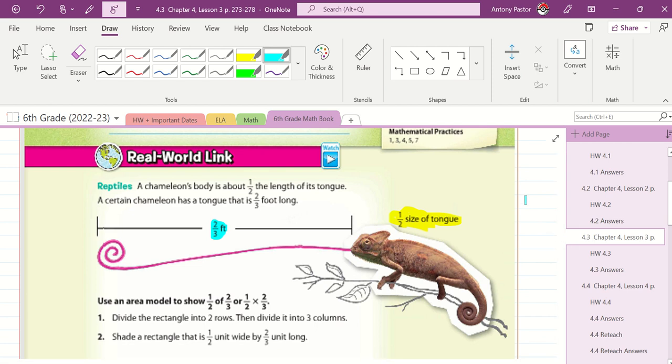The real world link: a chameleon's body is about 1/2 the length of its tongue, highlighted here in yellow. Half the size of its tongue, not half an inch or half a foot, half the size of its tongue. Its tongue is 2/3 of a foot long, indicated right here, 2/3 of a foot. We are now trying to figure out how long the chameleon is. We are going to do 1/2 times 2/3, which is going to find out what half of 2/3 is.